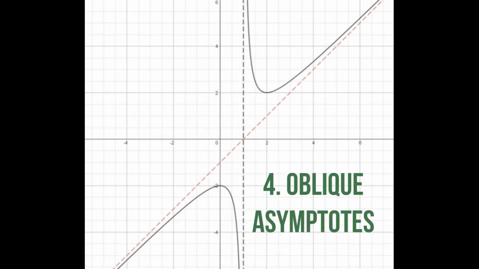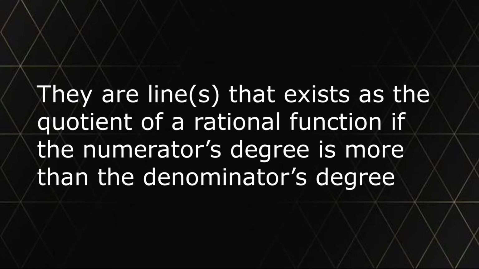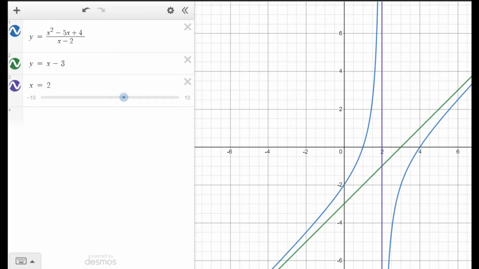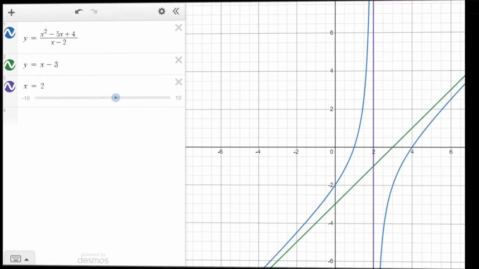Lastly, oblique asymptotes. They are lines that exist as the quotient of a rational function if the numerator's degree is more than the denominator's degree. For example, this equation y equals x squared minus 5x plus 4 over x minus 2. By performing long division, you'll be given the quotient x minus 3, which is the oblique asymptote. Hence, y equals x minus 3, which is highlighted in green.